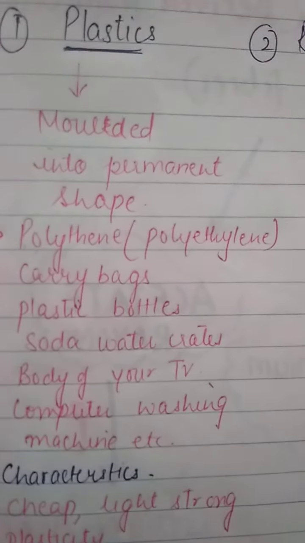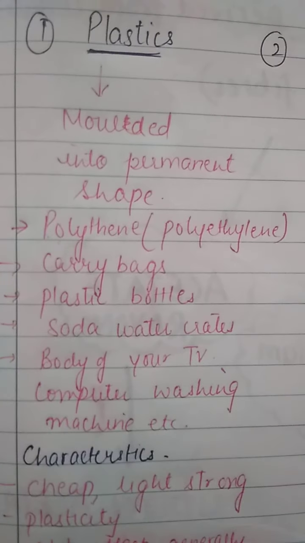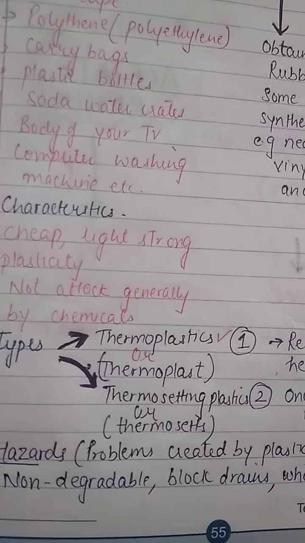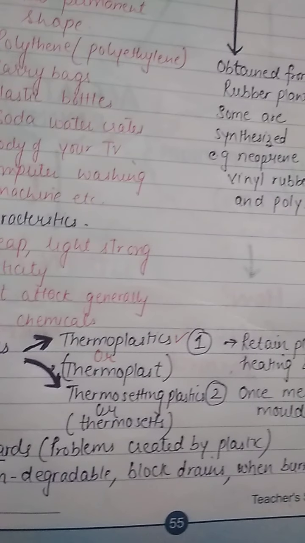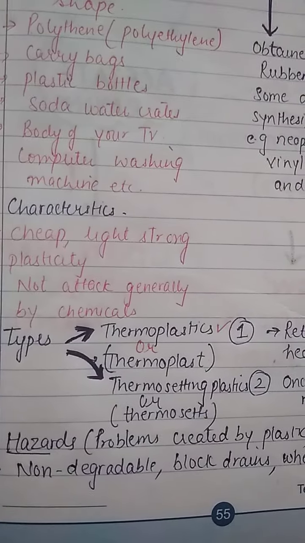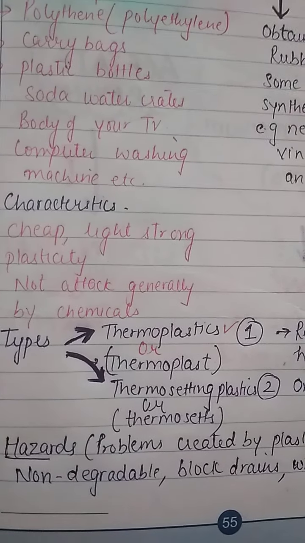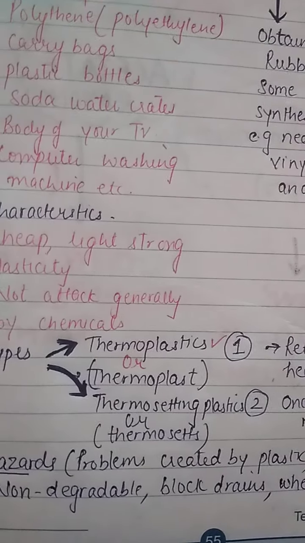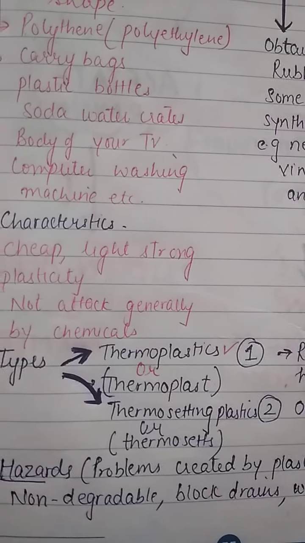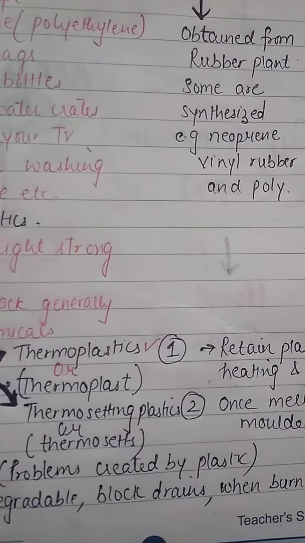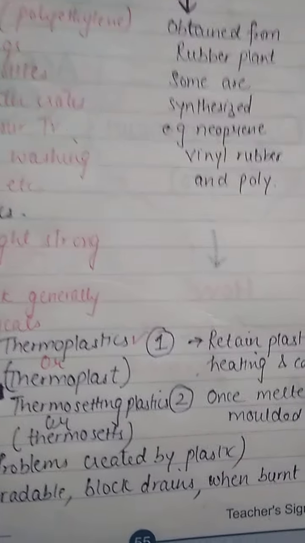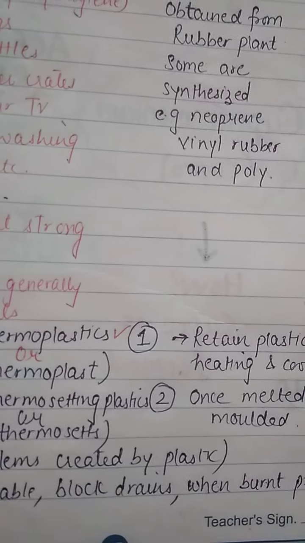Now, though we are using so many plastics in our daily life and they are useful to us, they also have some harmful effects that are called hazards. The problems created by plastics are that plastics are non-degradable, they cannot be broken down into simpler substances. Microorganisms cannot break them down, so they are non-degradable. Secondly, if plastics are thrown here and there, they get caught in the drains and can block the drains and sewage system.